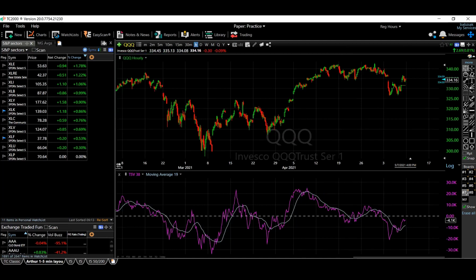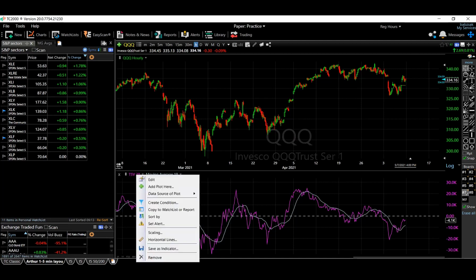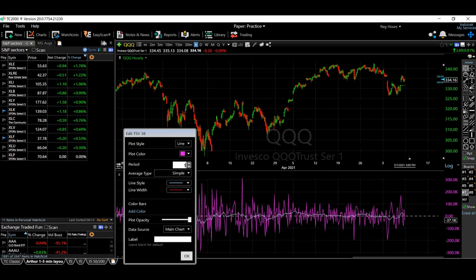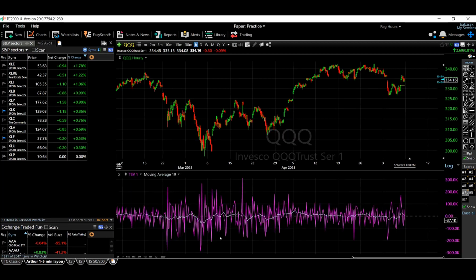So what I pretty much did with 3C was to take time segmented volume and take out all of the averaging, because when you average data, you lose data. If I showed you what TSV looked like with no average, on a 1, it's unreadable, right? You can't get anything from that. So that's why they average it. And what it does is it looks at different time segments of the market, price and volume, and then compares them to one another.